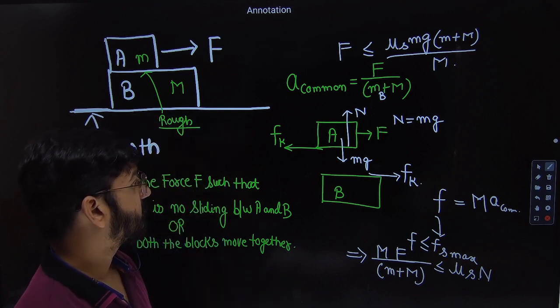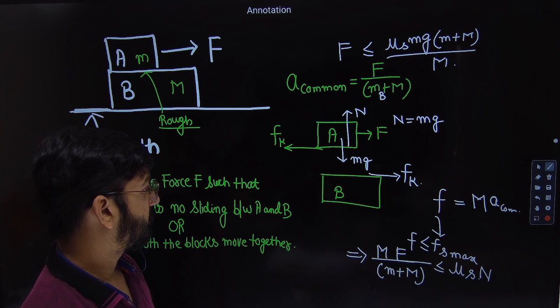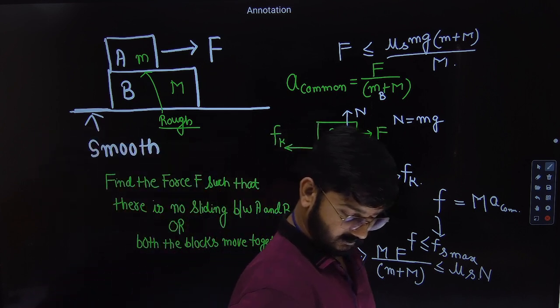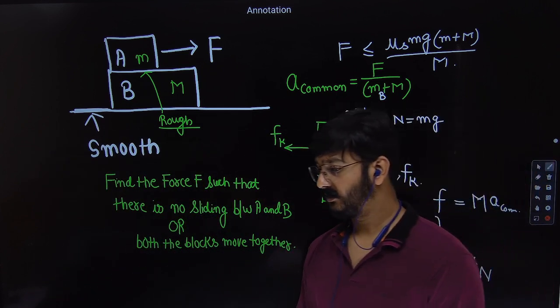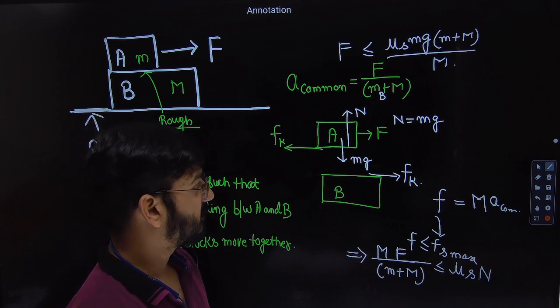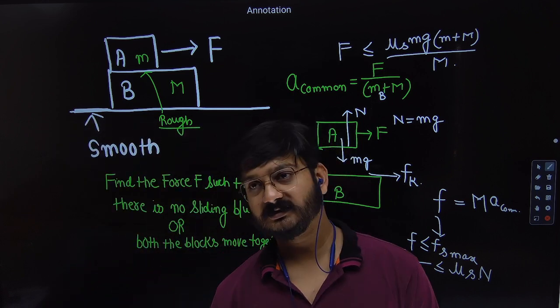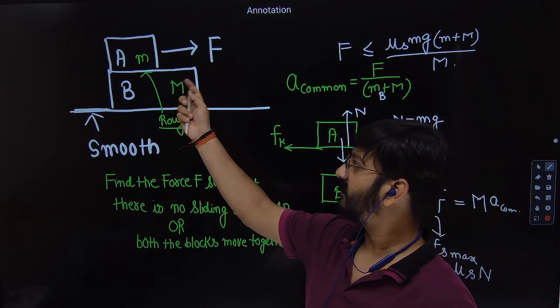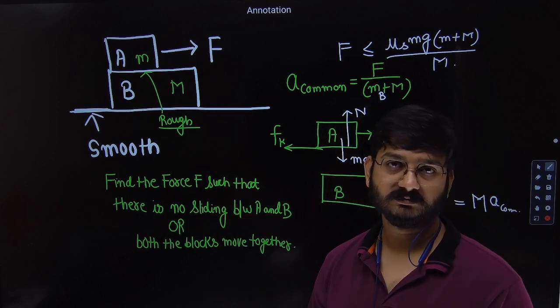So, do the masses of the blocks matter? Like, suppose A was lighter than B, would they still move together? See, there are multiple cases in this then. There can be an infinite number of cases in this. So we take the case such that the friction is enough to move them together.